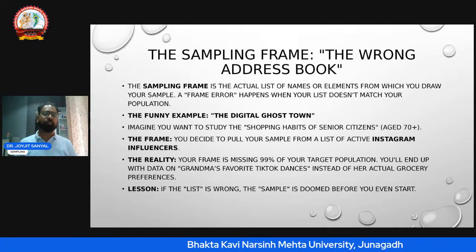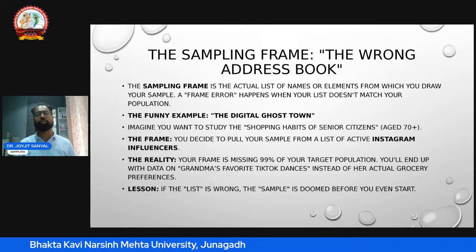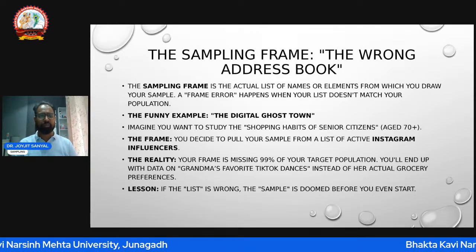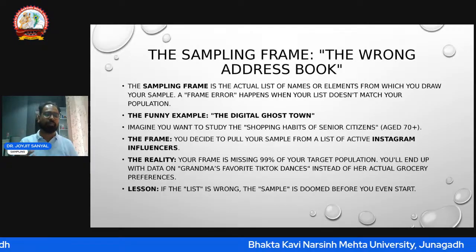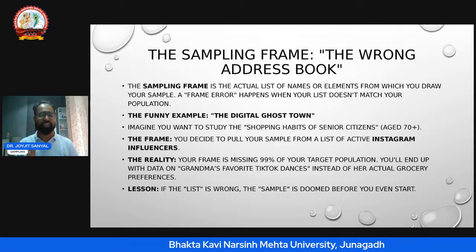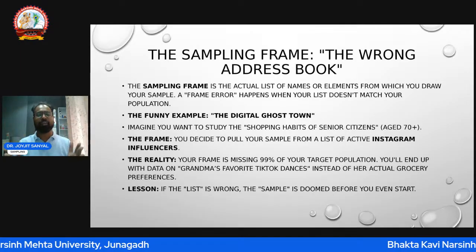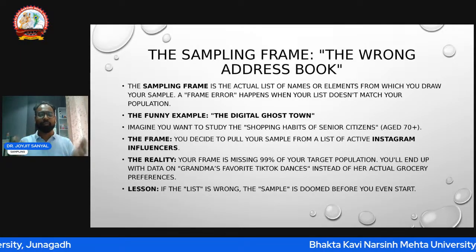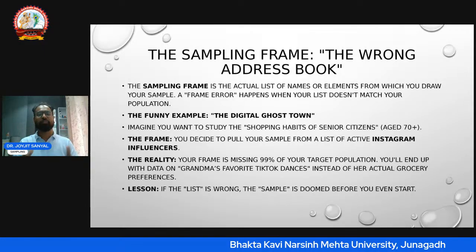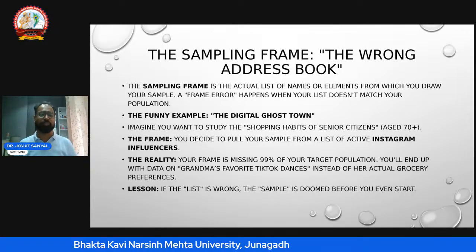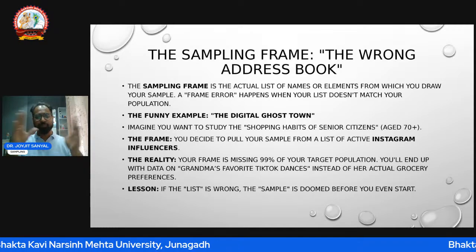You will end up with data on grandma's favorite TikTok dances instead of her actual grocery preferences. So, whom are you collecting? Say, for example, in Instagram, you'll find mostly they are the reel maker, right? Mostly people on Instagram, they have an account for what purpose? For showcasing some reels, funny reels, dance reels, these reels, that reel. There are so many varieties of reels, right? So it is full of that.